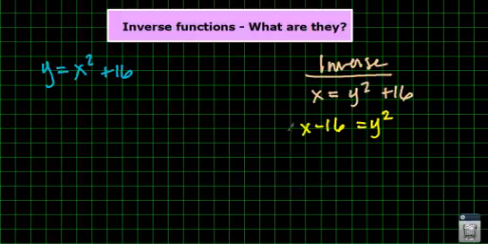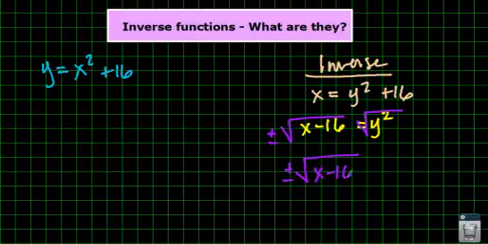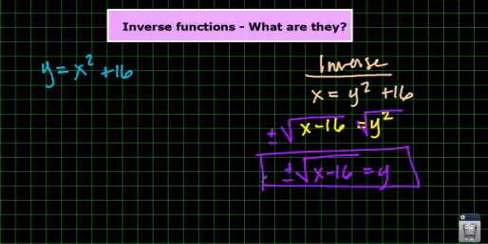Alright, and then finally I'm going to do a square root. And remember, when I'm the one doing the square rooting, I need to have a plus or minus because I don't know if what's going to be square rooted is positive or negative, because a square can hide a negative inside or it can hide a positive inside, but when it's squared they both come out positive. So my answer here is x minus 16 equals y, and these two are inverses of one another because we swap the x and the y.